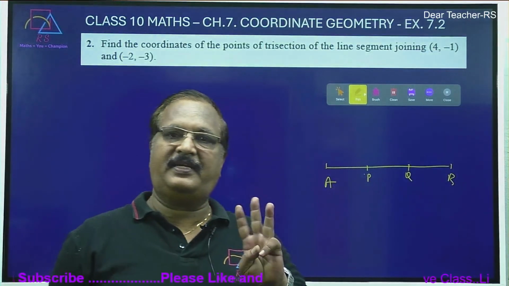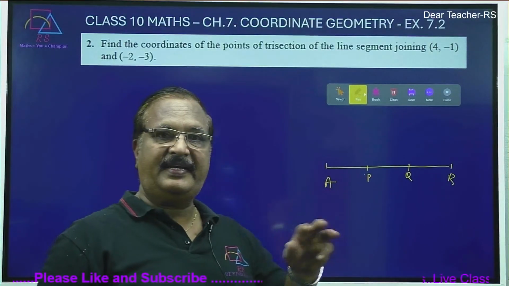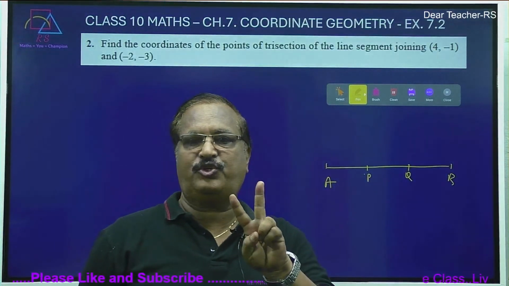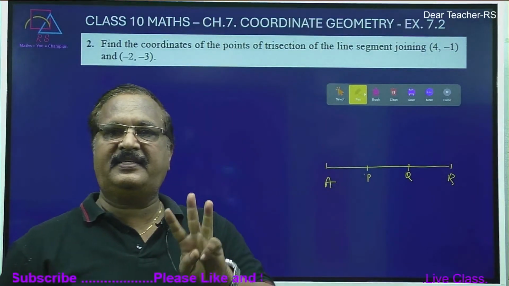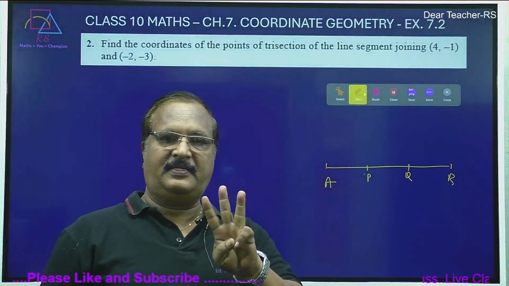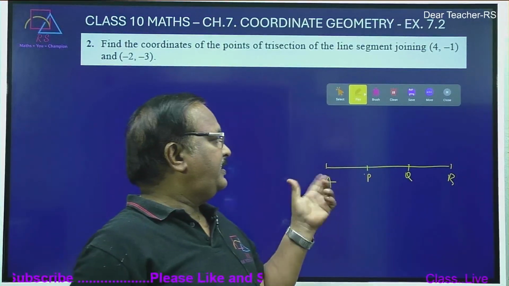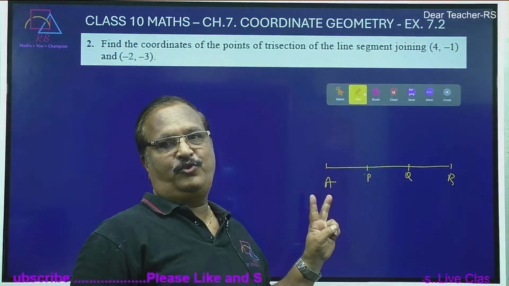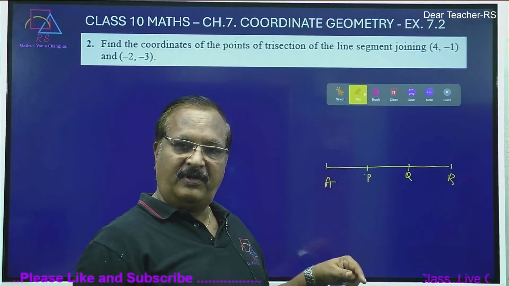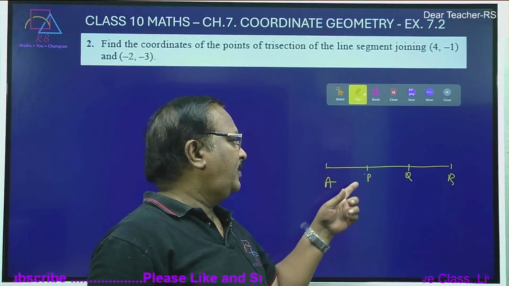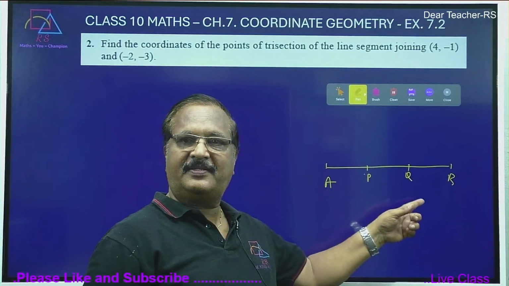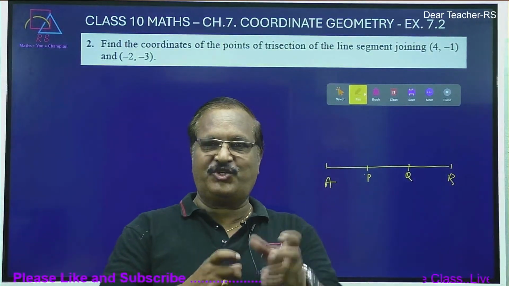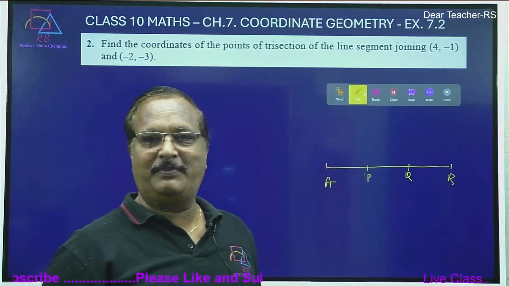Tri means 3. This line is getting divided into 3 equal parts. Bisection means 2 equal parts. Trisection means 3 equal parts. Okay. So now this AB is getting trisected by 2 points. Now we have to find out the coordinates of P and the coordinates of Q. That means 2 in 1 problem, one shot, 2 papers.